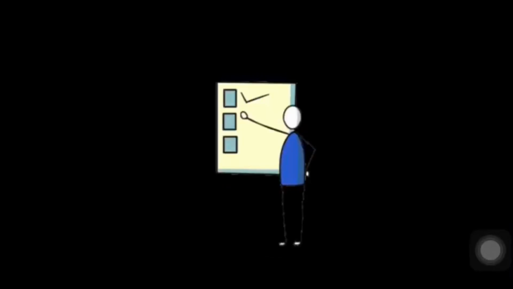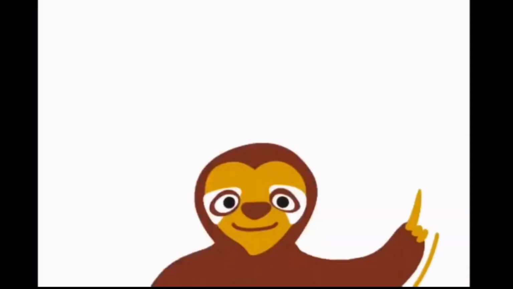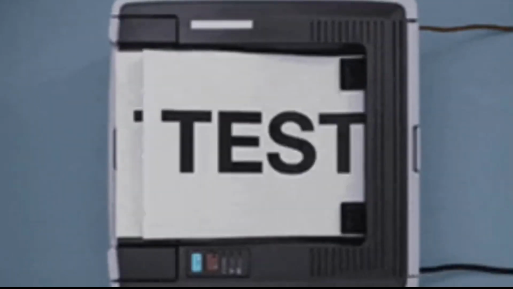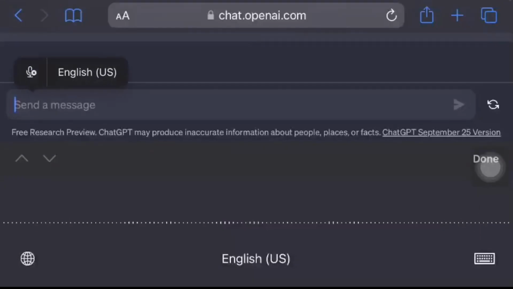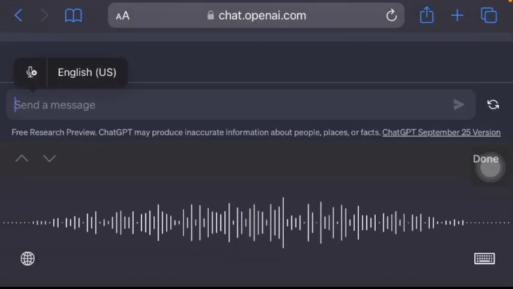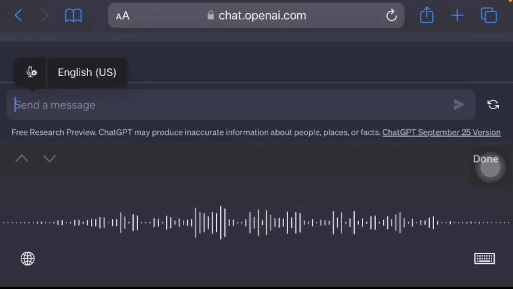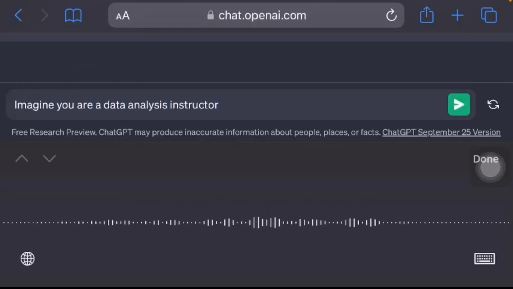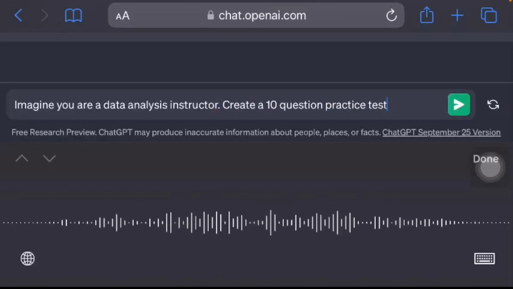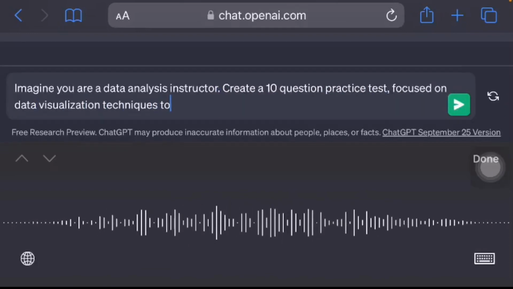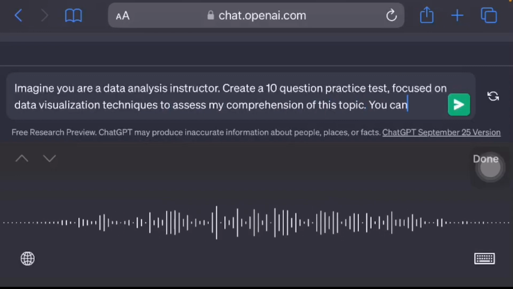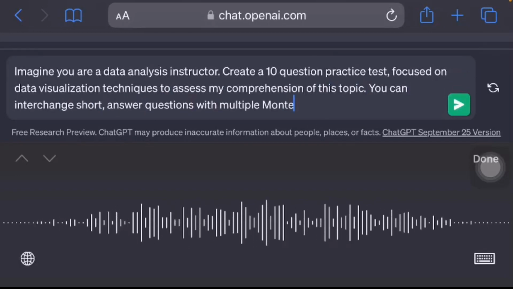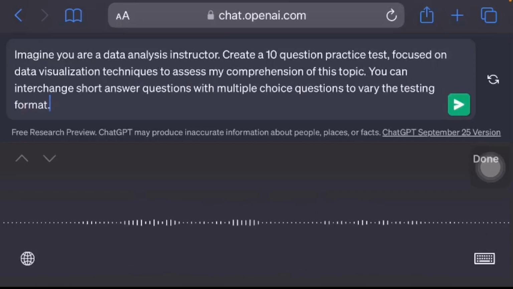In the final phase, which is the challenge phase, we engage in critical evaluation, much like solving business problems. ChatGPT can create customized sets of questions to test your knowledge, just like BAs handle complex issues in their jobs. Let's apply these concepts to data analysis, for instance. Begin with a prompt like this. Imagine you are a data analysis instructor. Create a 10-question practice test focused on data visualization techniques to assess my comprehension of this topic. You can interchange short answer questions with multiple choice questions to vary the testing format.